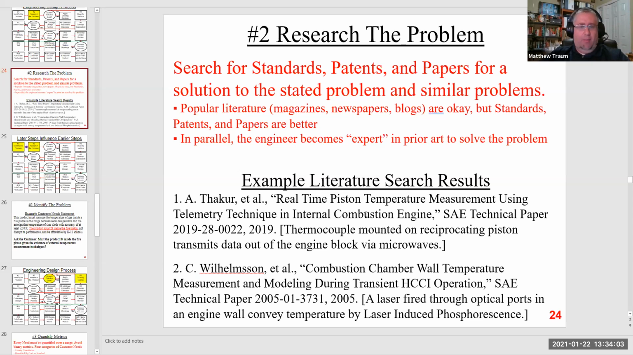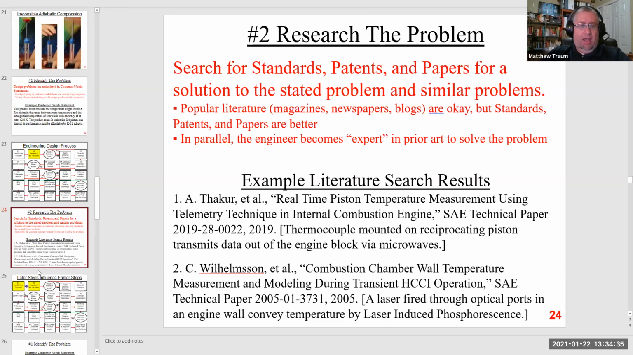And so these guys found a number of papers on this topic. This one used a thermocouple mounted on a reciprocating piston to transmit data out of an engine block via microwaves while the engine was running. This one used a laser diagnostic technique where they actually drilled optical ports in the wall of the engine cylinder and then shot a laser through the combustion gases and used a process called laser induced phosphorescence to back out what the temperature is. But wait a minute, all of a sudden there's a problem here, right?